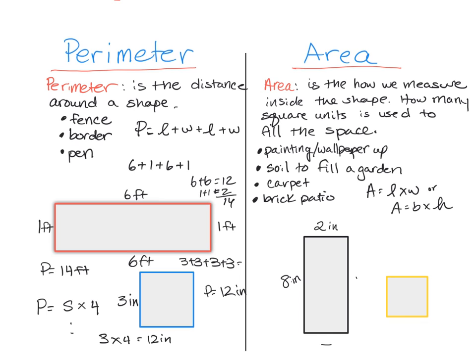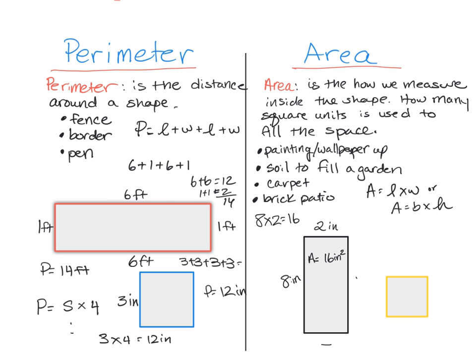So here we're just doing 8 times 2, and we get 16. Now, when we label this, we would say the area is equal, and I'm putting that on the inside because it's the inside of the space. I'm going to say 16 inches, but I'm going to say squared.